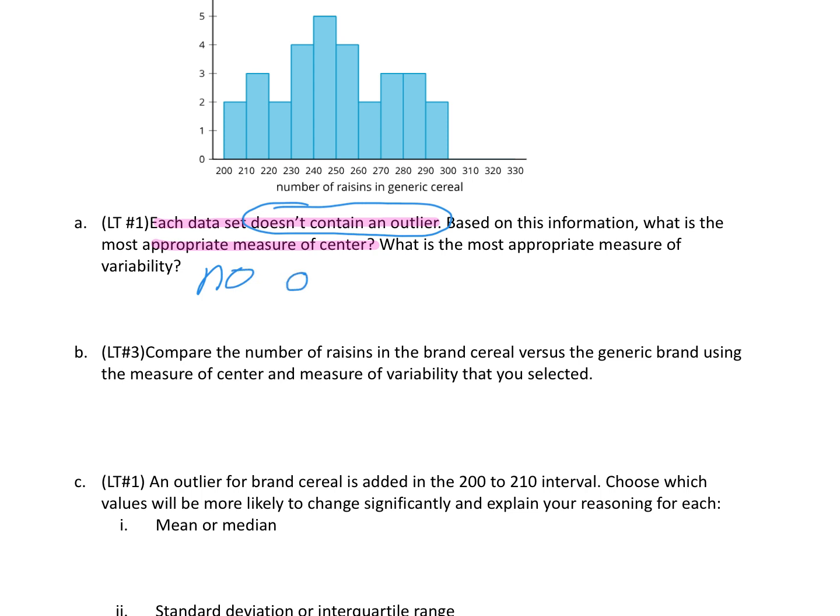So no outlier. Oreo, I'm recording. Stop meowing.